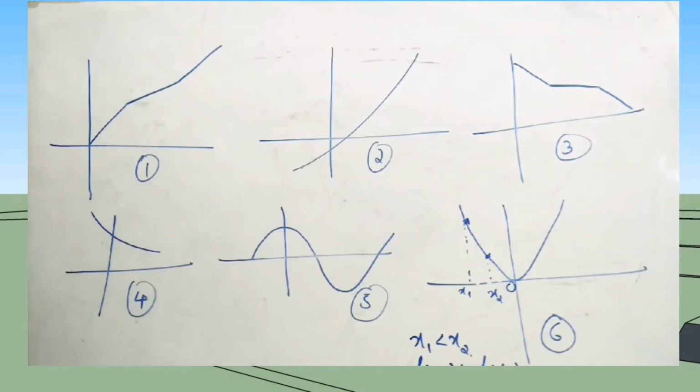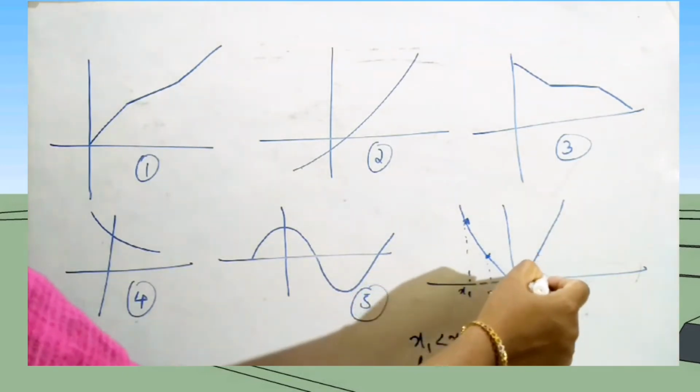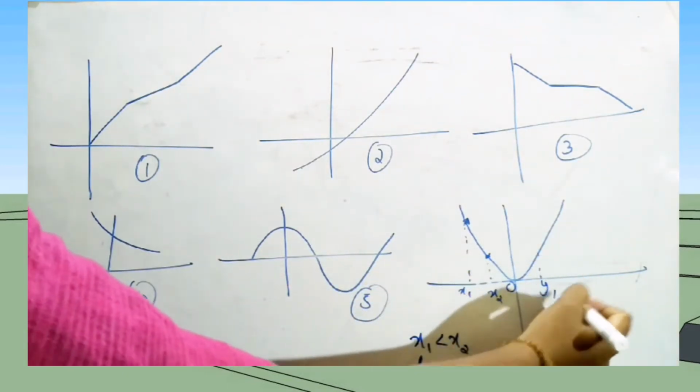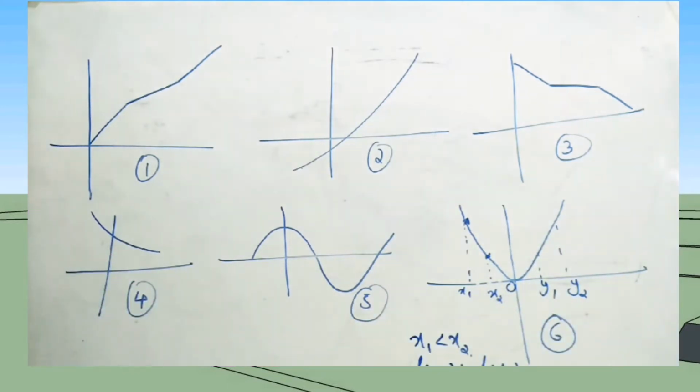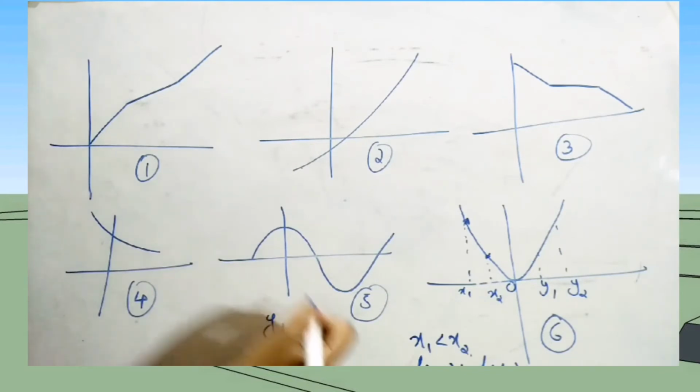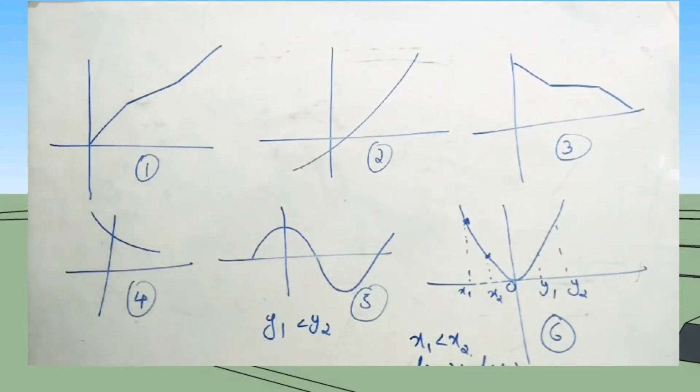Now, take any other 2 points, y1 and y2, that lie to the right of 0. Therefore, y1 is less than y2. But f of y1 is also less than f of y2.